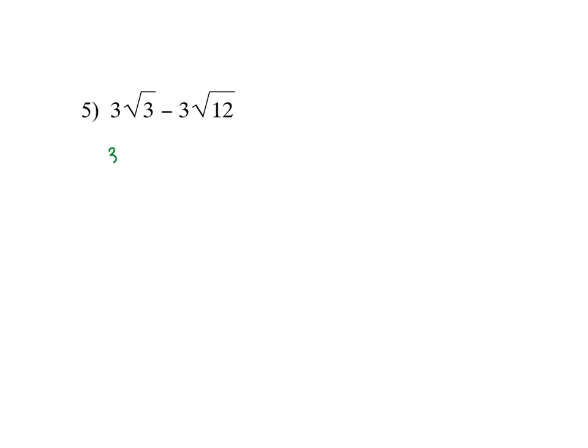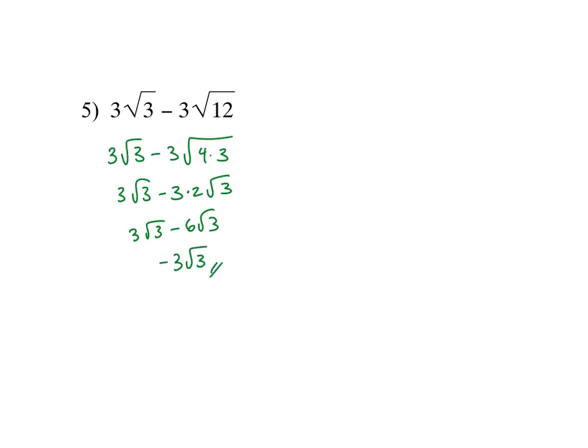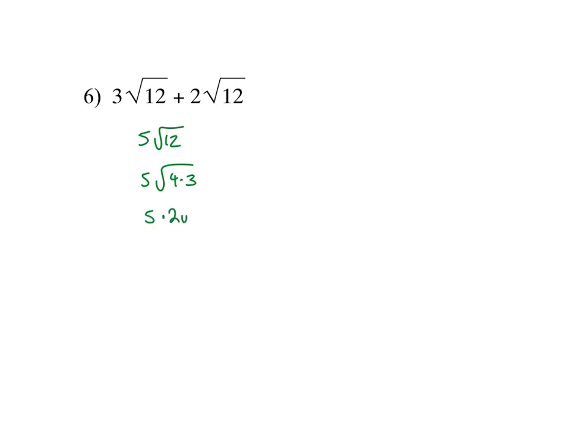So the next one, 3 square root of 3 minus 3 square root of 4 times 3. So 3 square root of 3 minus 3, the square root of 4 is 2. So 3 square root of 3 minus 6 square root of 3, and 3 minus 6 is negative 3 square root of 3. So this one I can start by adding, so 5 square root of 12. Now I have to simplify that 12, so 5 square root of 4 times 3, so 5 times the square root of 4 is 2, so 10 square root of 3.